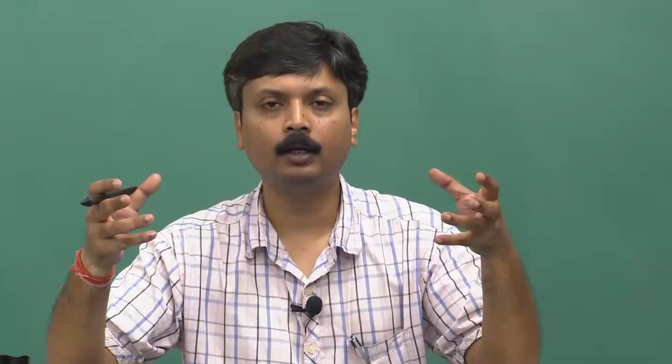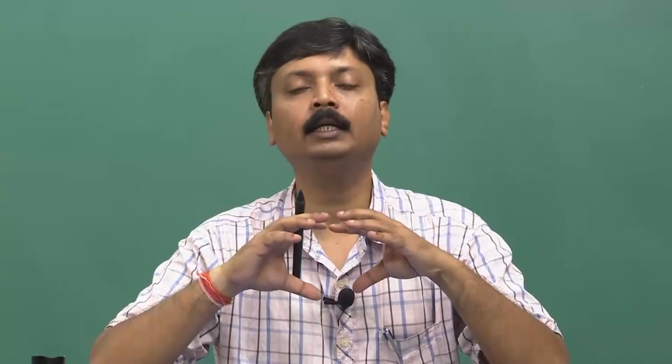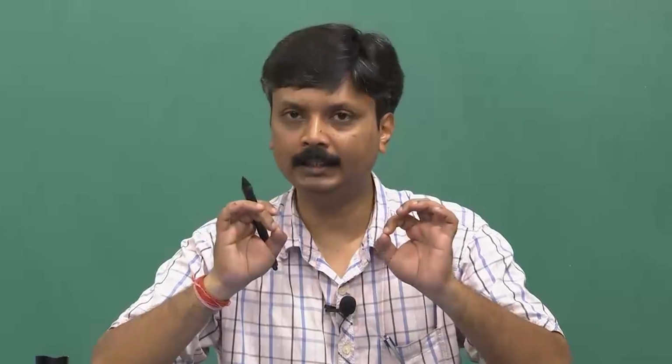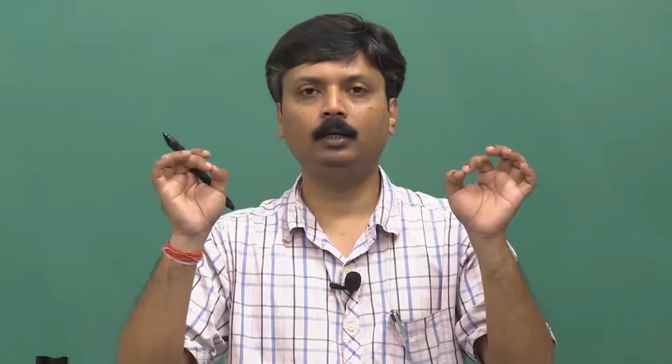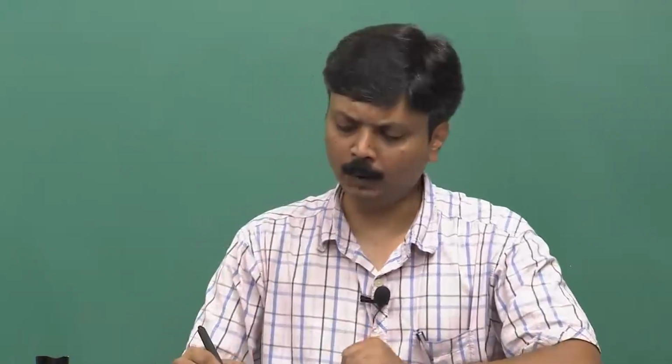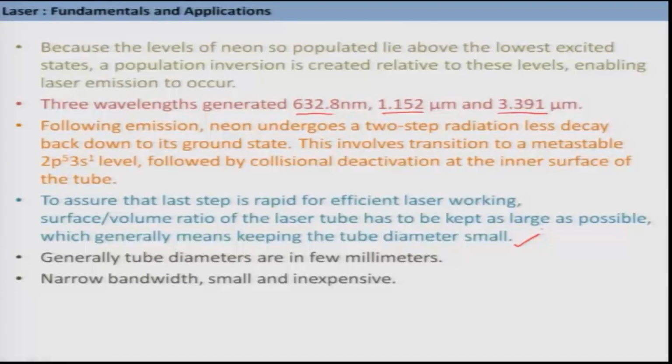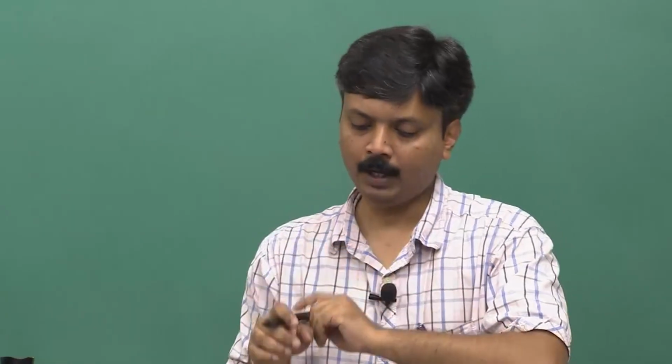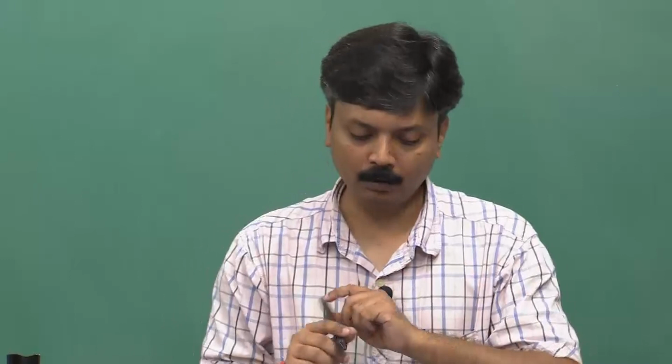So this container essentially is a tube, a cylinder. So what you need to do is increase the surface to volume ratio, which essentially means that you reduce the diameter of this cylinder, right? So that is what is stated here. The tube either has to be extremely long, and also the diameter should be extremely small. A practical number would be a couple of millimeters, 1 to 2 millimeters, the diameter I am talking about.